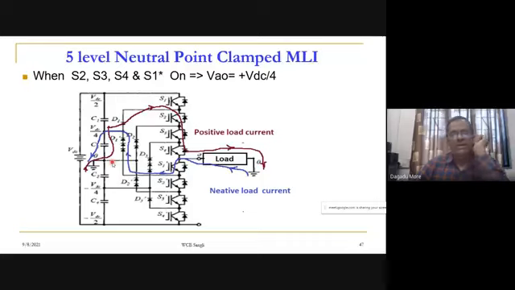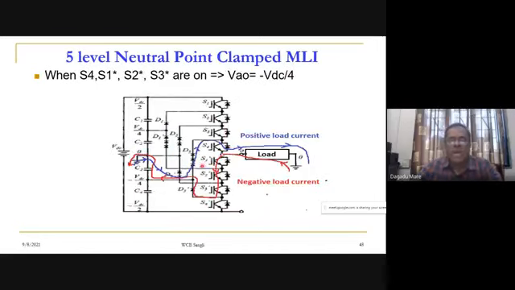So this is the level we get. The voltage appearing across VAO will be the voltage across the capacitor C2. That is, VAO is plus VDC by 4. In that case, S2, S3, S4, S1 star are on, and S1, S2 star, S3 star, and S4 star are off.